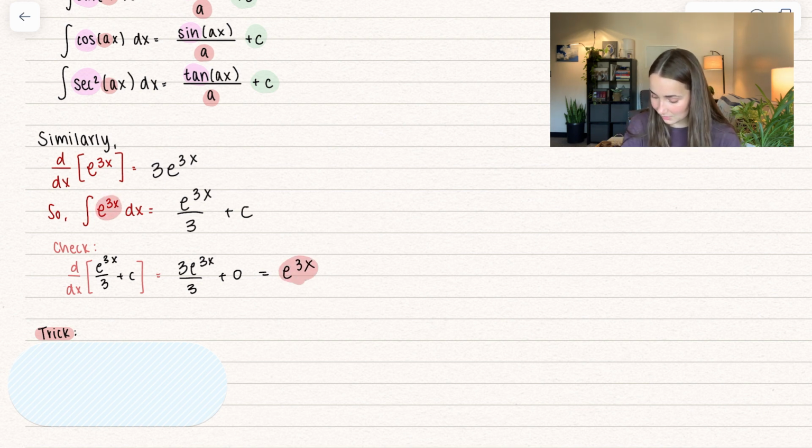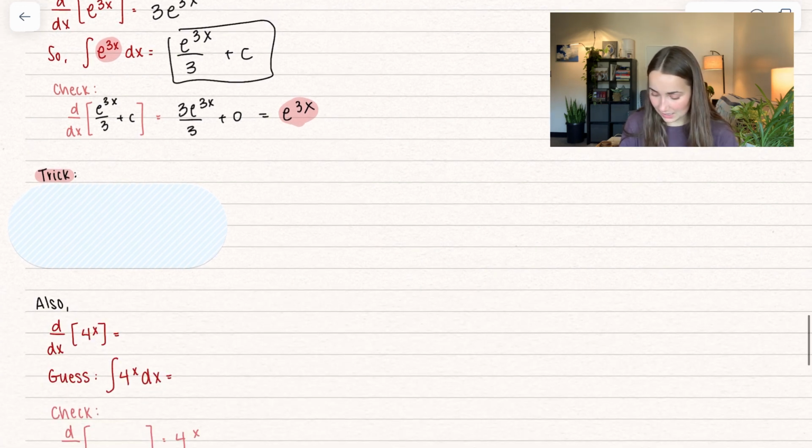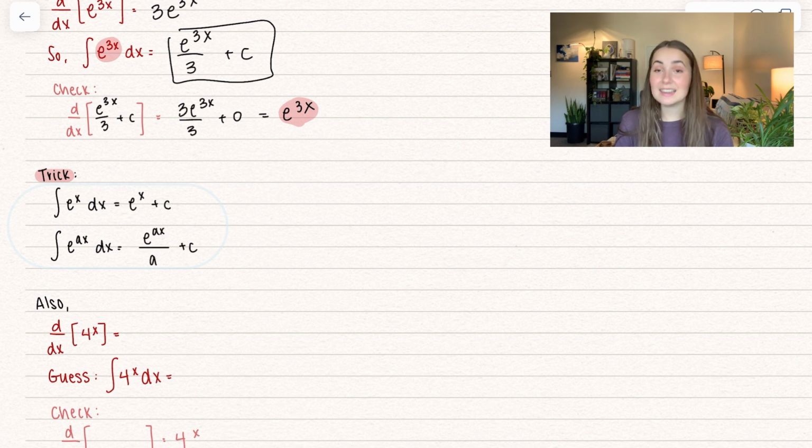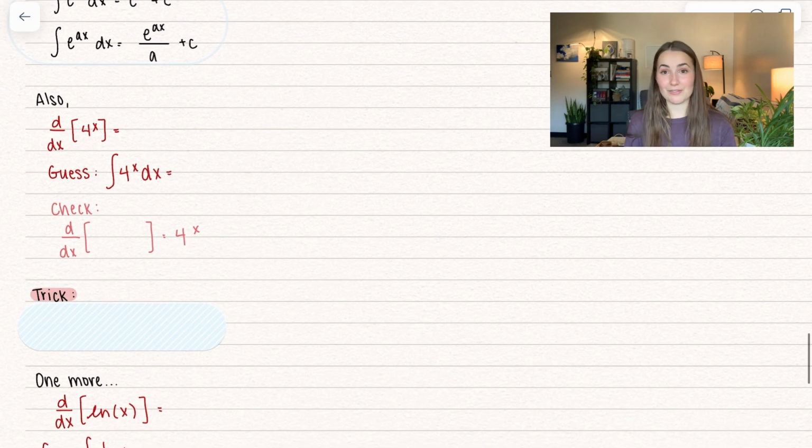So I know that this right here is going to be our solution. So that is our general trick right here. First, we have e to the power of x. Doesn't change at all. We just need to add on some value c. That makes sense also with derivatives, right? But when we have e to the power of ax, we have to make sure to divide by that value of a. So let's go ahead and now try this with 4 to the power of x.